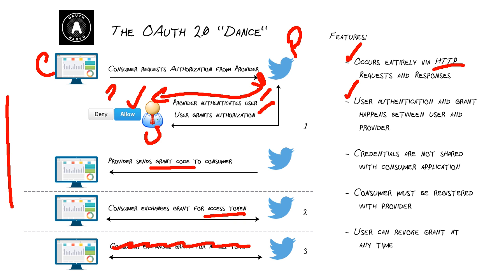This third step is really, really important. Credentials are not shared with the consumer application. You're looking at this dance, and you're saying, well, it's a little bit complicated. Another way to do this might be, you know what, I'll just plug my username and password into the consumer. The consumer can then log into Twitter as me and do whatever it needs to do. And, well, yeah, that works. And some applications even do that.